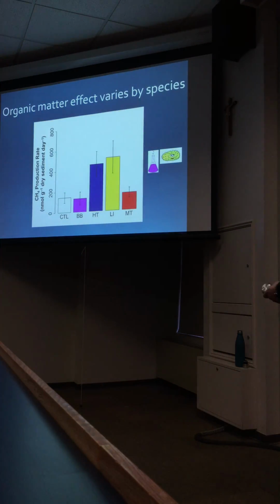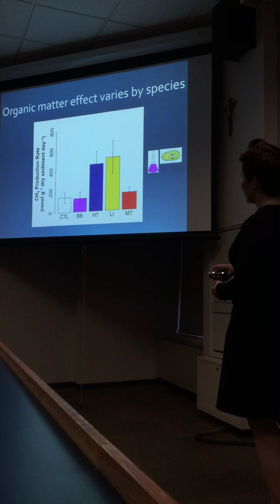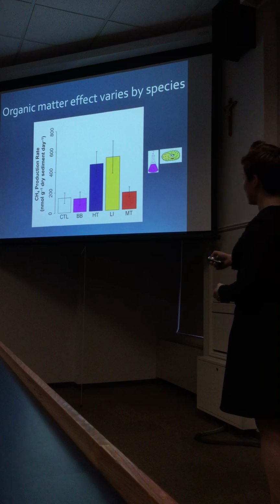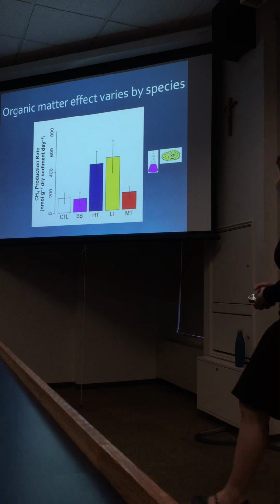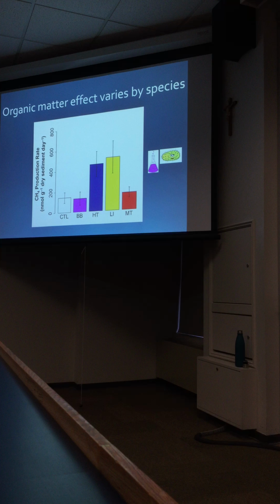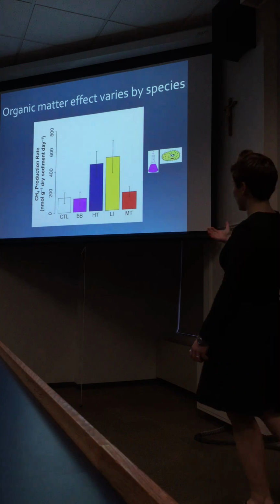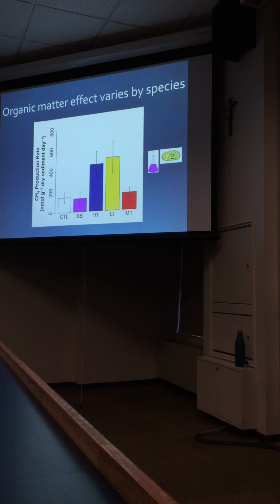And this is what our results look like. So methane production is on our y-axis here, and then here's our control, our buckbean, our horsetail, our lily, and our mare's tail. And so what you see here is that horsetail and lily really elevated the amount of methane that was being produced, whereas buckbean and mare's tail didn't as much. So that suggests that there's some sort of species effect here.